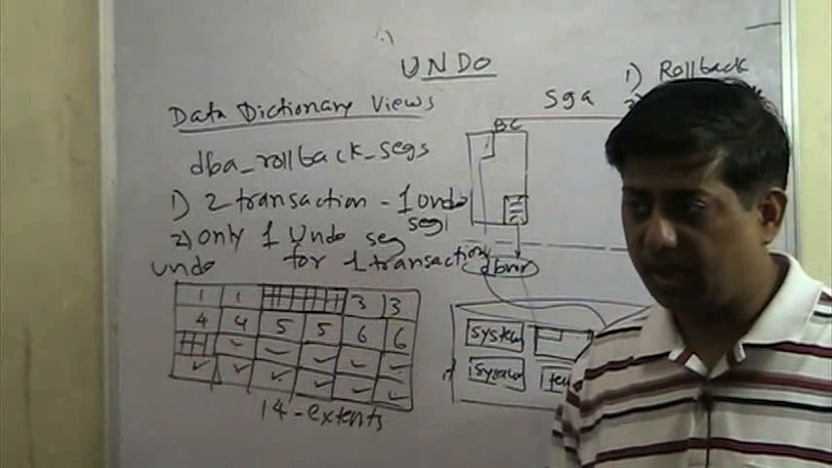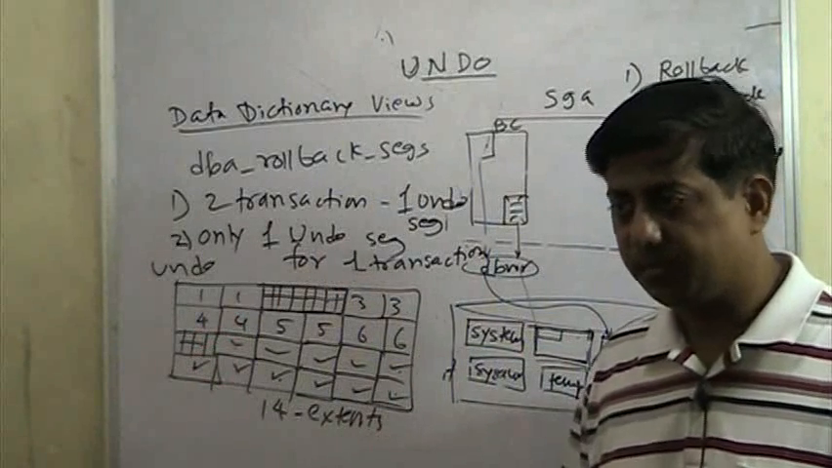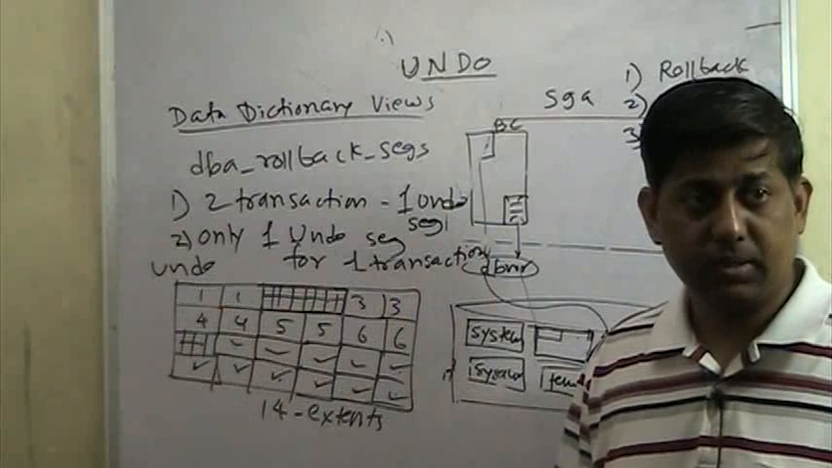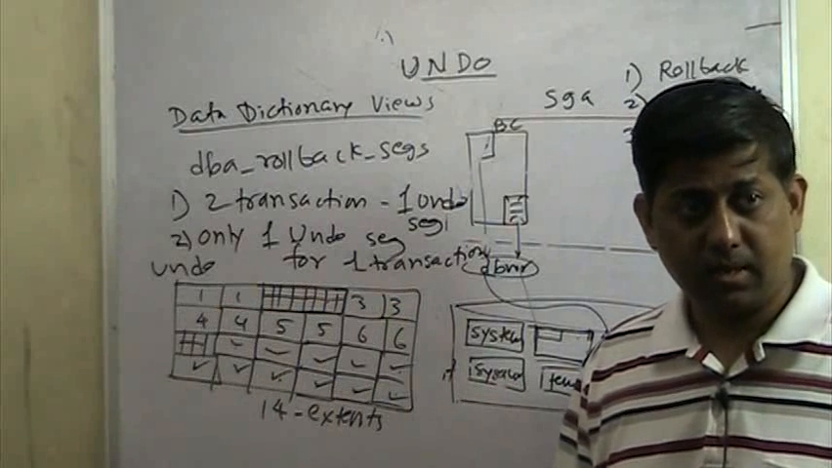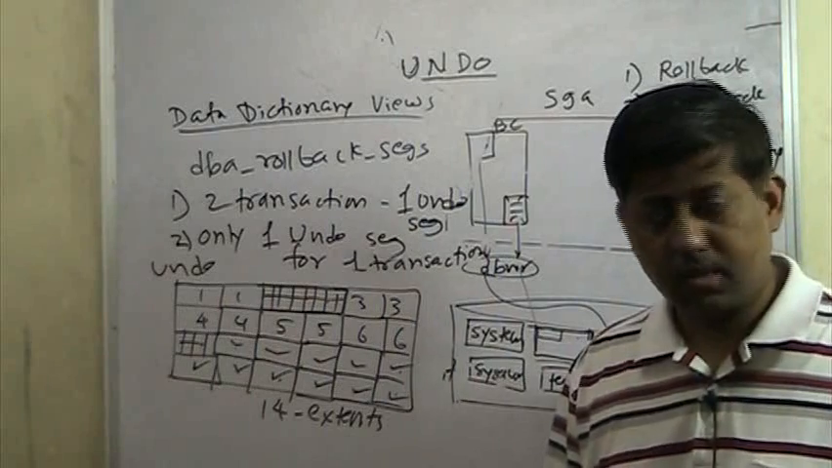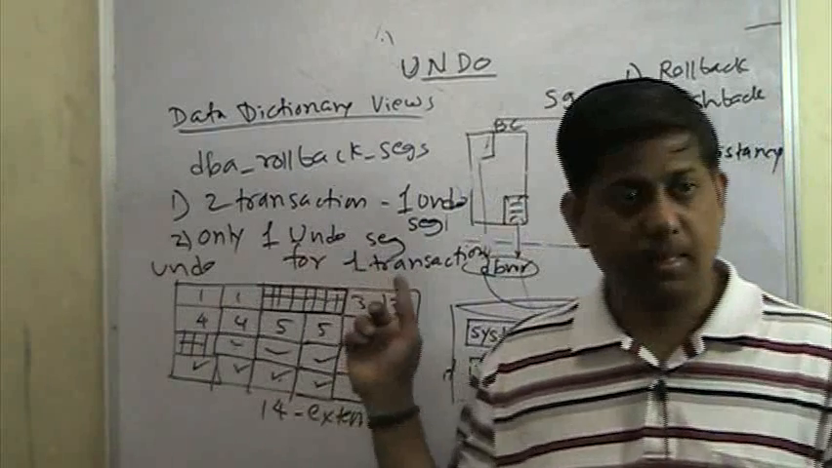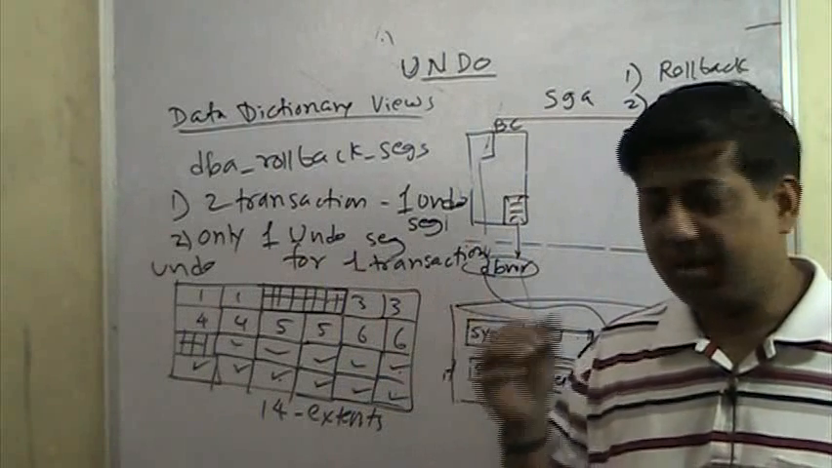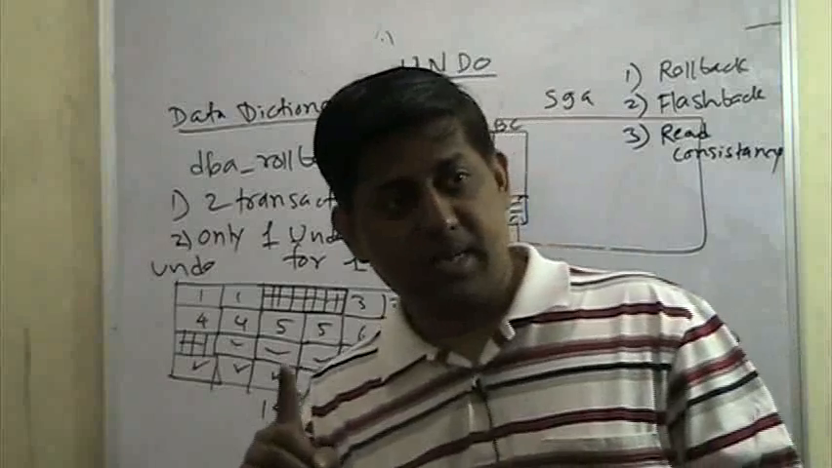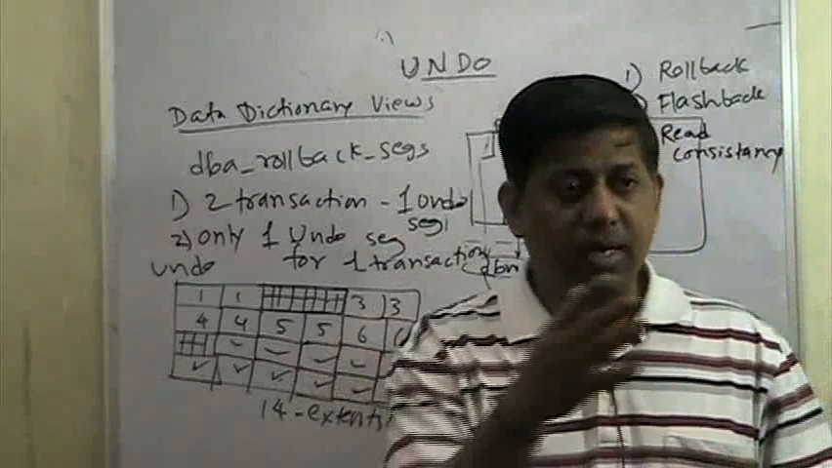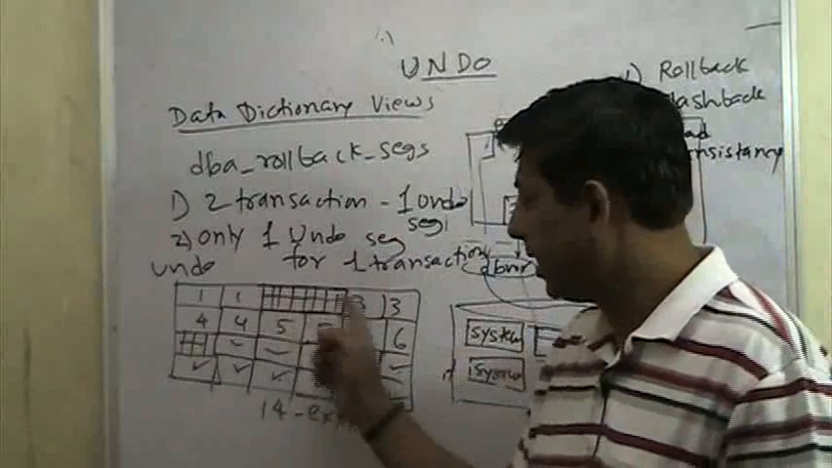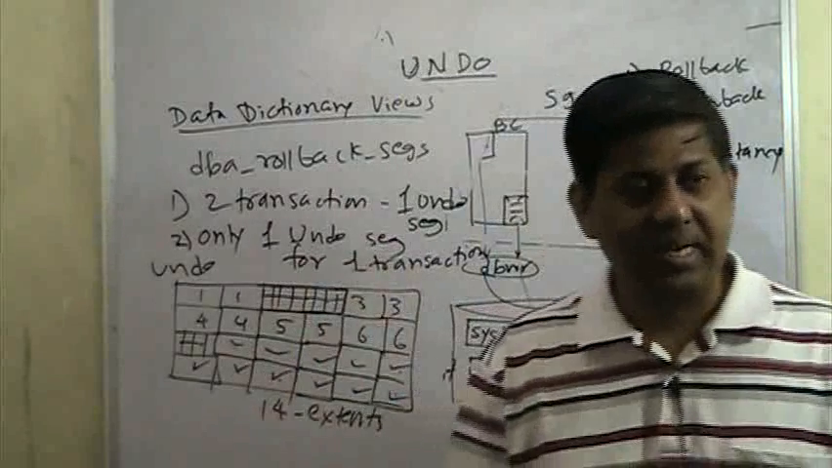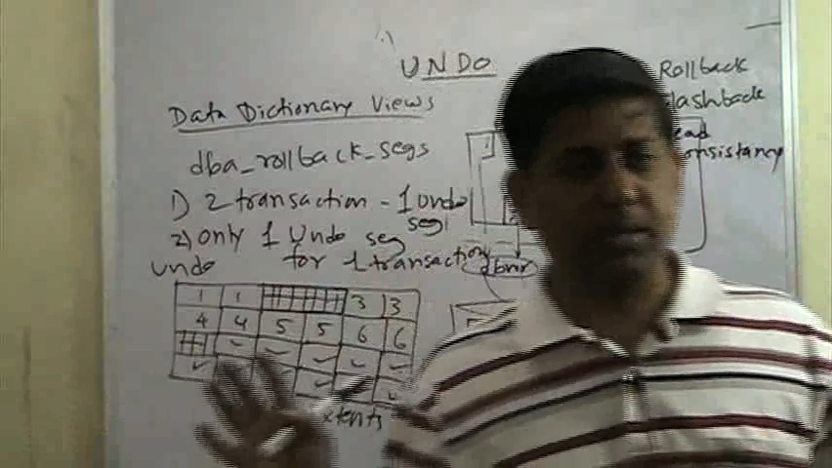For the same transaction, there is only one undo segment for one transaction. Only one undo segment is assigned to one transaction. At a time, one transaction works with one segment. See, you started your transaction, you get assigned segment number 2, and that's it. For the rest of your life, till the life of that transaction, you will be working with segment number 2.